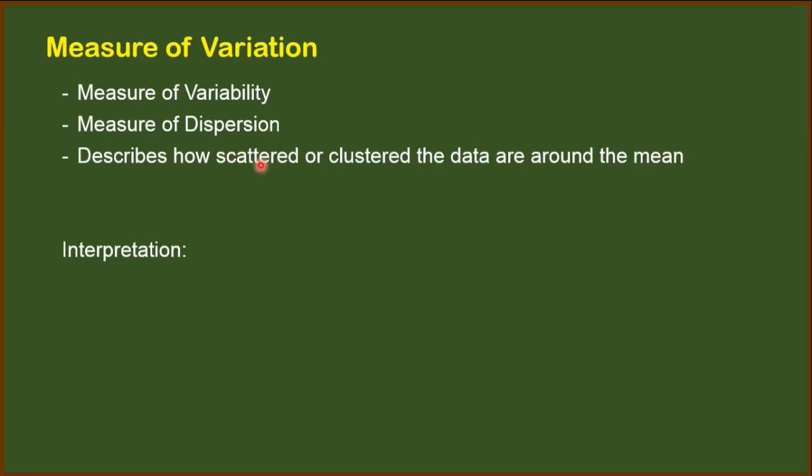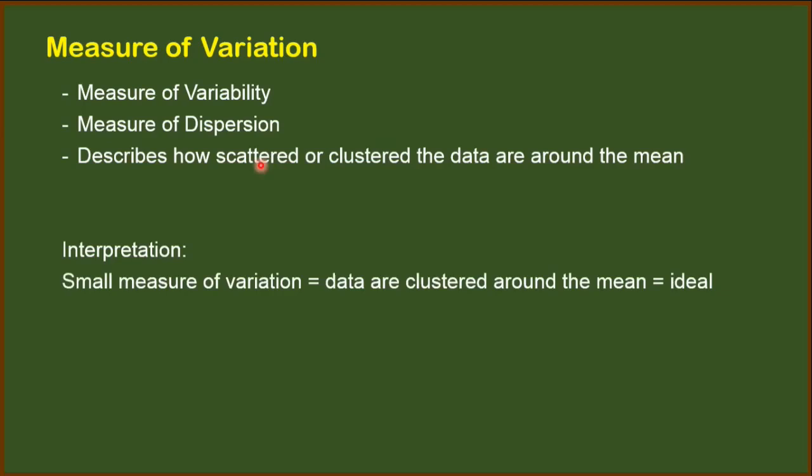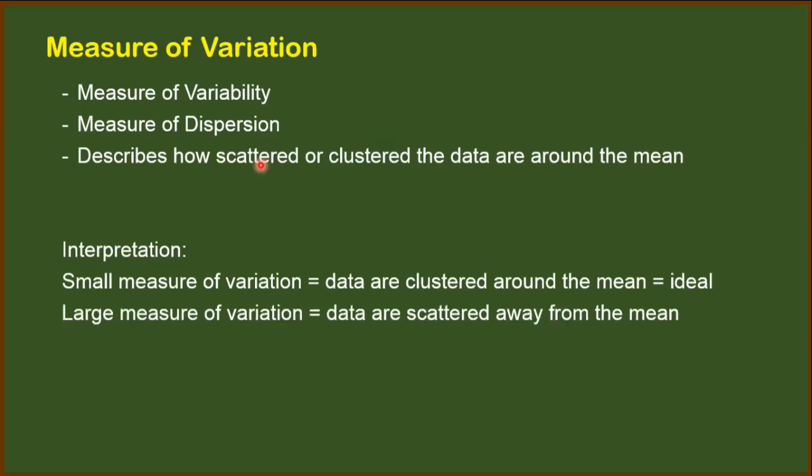To interpret the different measures of variation, if we have a small measure of variation, it means that the data are clustered around the mean and that is ideal. However, if we have large measures of variation, it just means that the data are scattered away from the mean. Again, if we have a small value of measures of variation, it means that the data are lying closely around the mean. If we have a large value, it means that the data are far away from the mean.